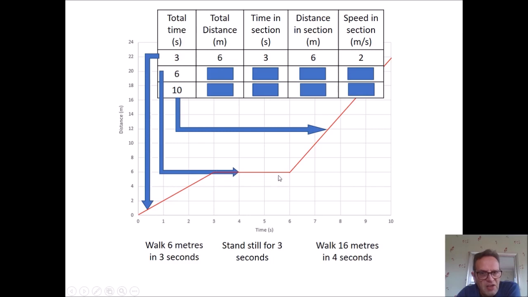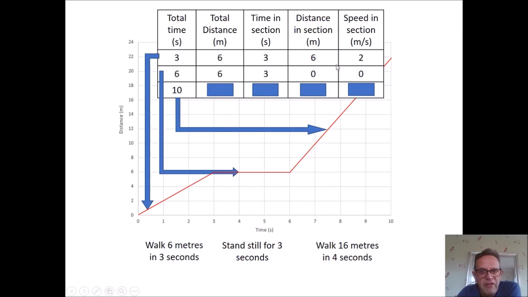Here's our second section up to 6 seconds, and the total distance away at the end is still 6 meters. The time that she spent in this section is 3 seconds, but the distance that she moved in this section, well, she was 6 away at the start and she's still 6 away, so 0 meters. So the speed that she's moved at in that section is 0 meters per second, which is another way of saying she wasn't moving.